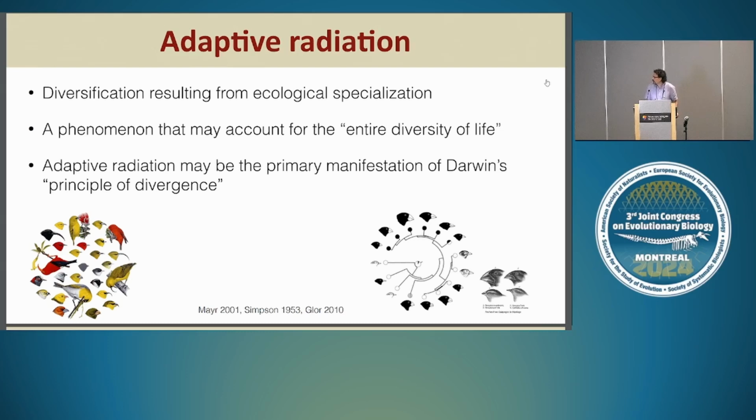Some have even referred to it as a phenotype that may account for the entire diversity of life. I think that's a bit of an overstatement, but it's still maybe one of the best examples of Darwin's idea of the principle of divergence, because of the key role that ecological speciation plays in adaptive radiation, right? What's driving the diversification is the adaptation to these novel niches to which the species have access.